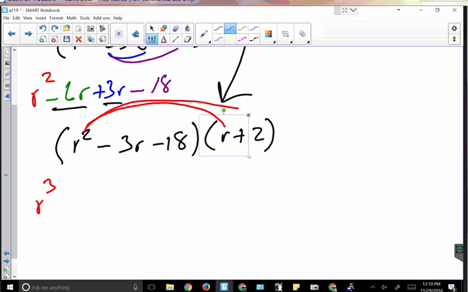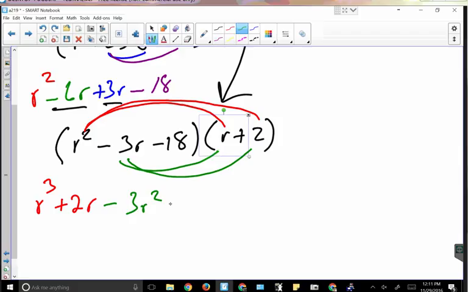I can take r squared times this over here plus 2r. I can take this, multiply by r, so I get minus 3r squared. Multiply here, so I get minus 6r. Then I still have got that 18 to deal with, so I can take 18 times this, negative 18r, and negative 18 times 2 for minus 36. As long as you put it into your head that you got to multiply everything in the first parenthesis by everything in the second parenthesis, you'll be okay.